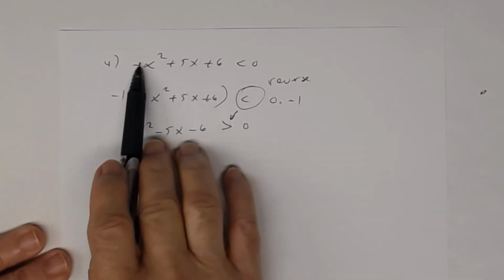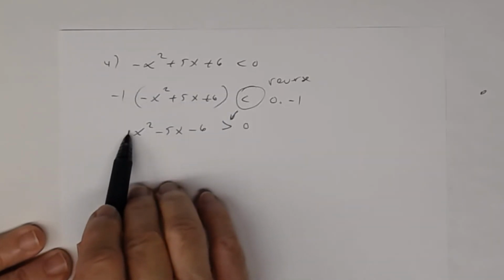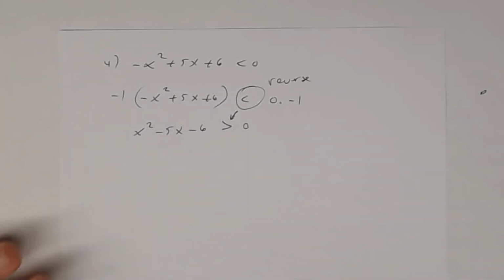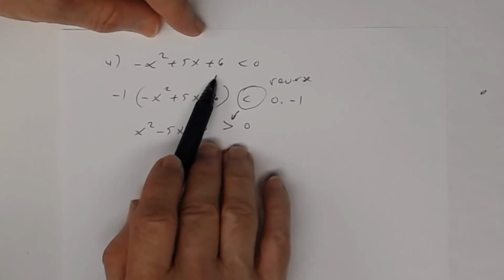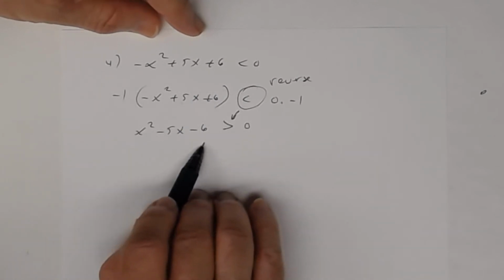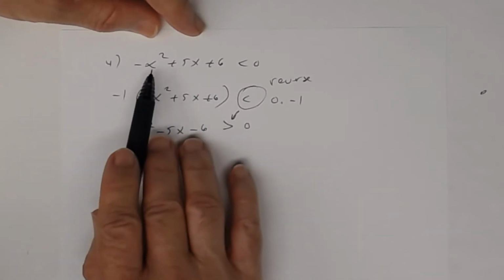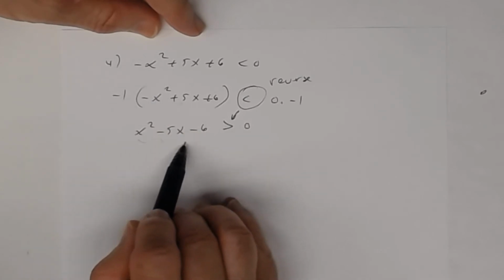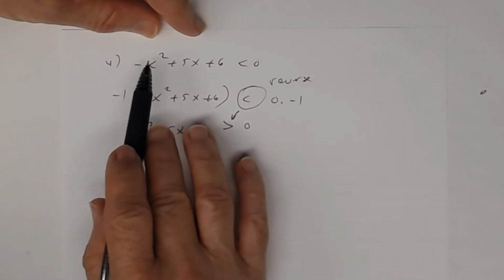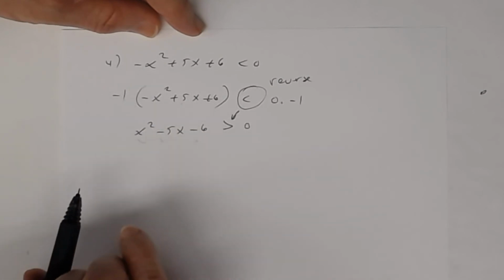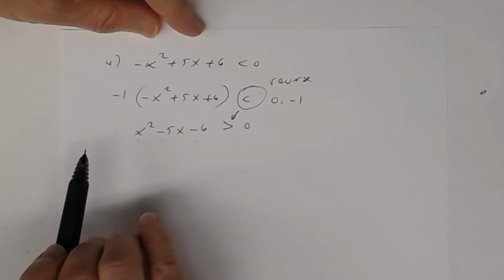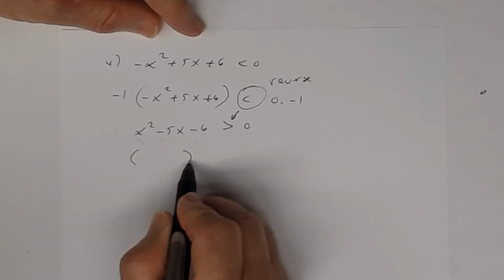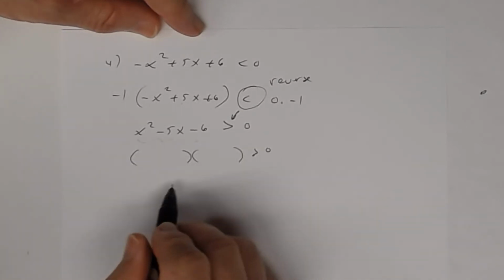So the solutions to this inequality are the same as the solutions to this inequality. I want you to notice that this is a lot easier to factor than this because of that negative x squared. This is a lot easier to factor than this one. All right, so let's go ahead and factor this now. Don't forget to say greater than 0.